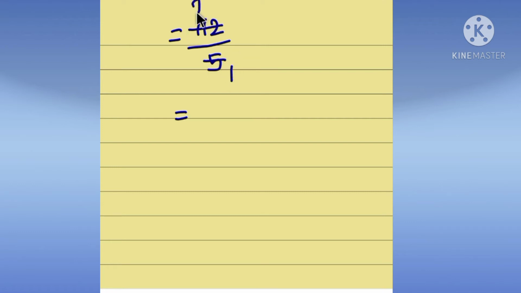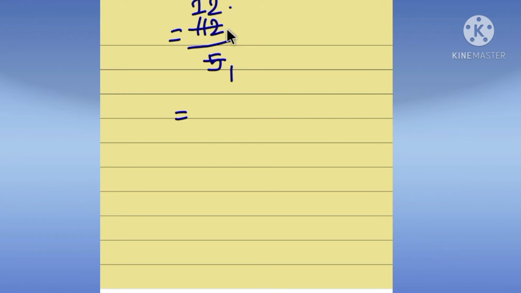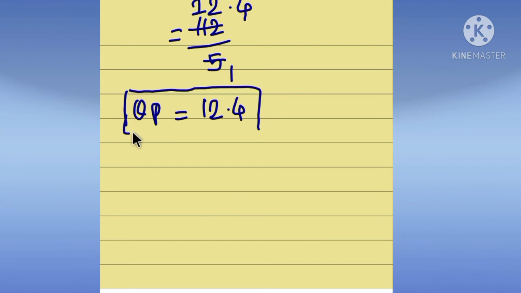Now we have to divide 112 by 5. 5 ones are 5, 5 twos are 10. 11 minus 10 remains 1. 1 and 2 is 12. 5 twos are 10. 12 minus 10, remain 2. Now it is a remainder, we have to divide it. So I have given a decimal point here. After giving the decimal point, 2 becomes 20 and 5 fours are 20. So answer is 22.4. Value of QP is 22.4. We find it by using property of angle bisector of a triangle.